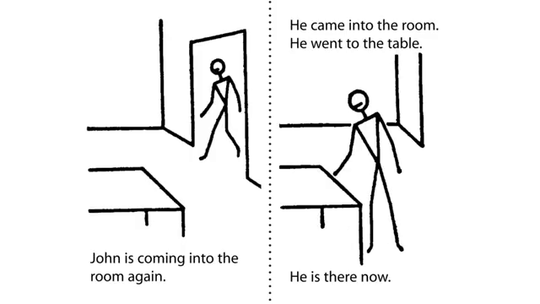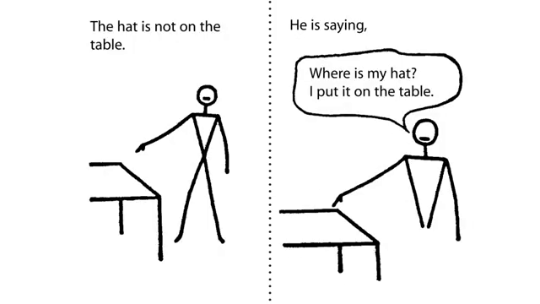John is coming into the room again. He came into the room. He went to the table. He is there now. The hat is not on the table. He is saying, "Where is my hat? I put it on the table."